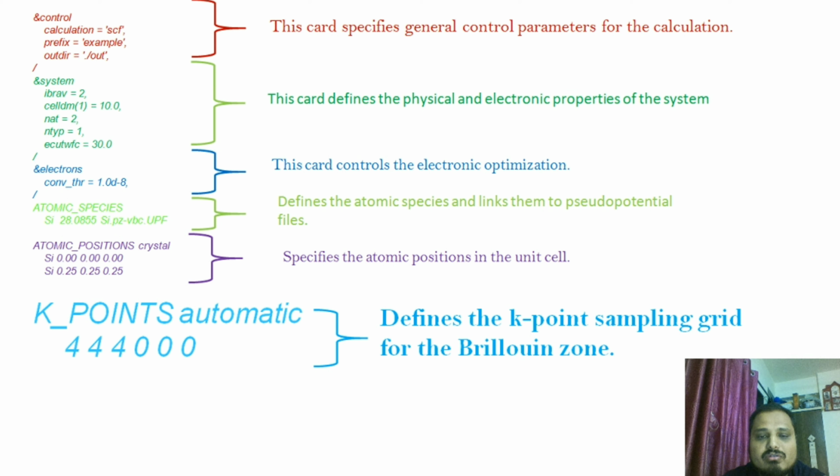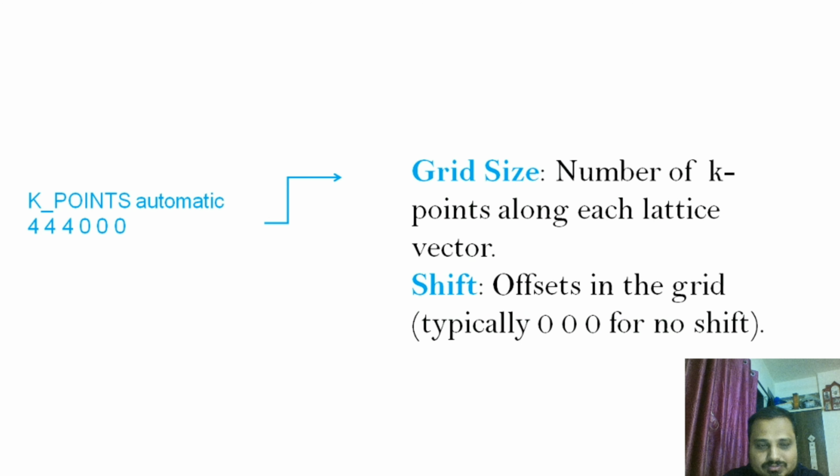Next we have k points. This defines the k points which are used for the sampling of the k grid in your calculation. Okay, so the k points define the grid size used for the sampling of your Brillouin zone. If 4 is written over here, it means we are using 4 grid points in x direction, 4 in y and 4 in z direction for the sampling of your Brillouin zone.